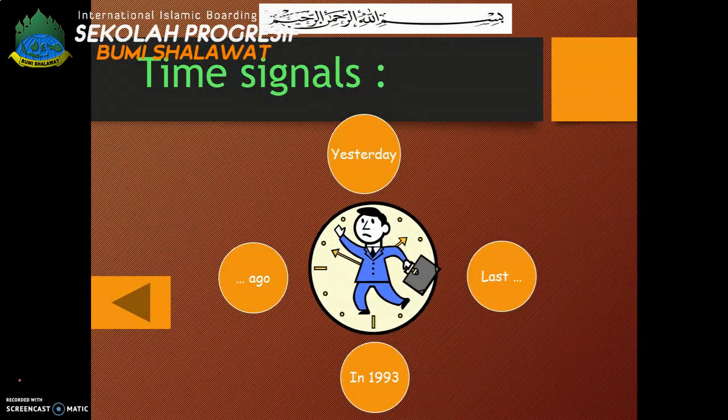Okay, let's start with the time signals which are used in simple past tense. For example, we can use yesterday, last, like last weekend, last night, last month, and so on. And then ago, for example two years ago, a year ago, and so on. And also you can use in and then a year, like in 1993, in 1997, and so on.